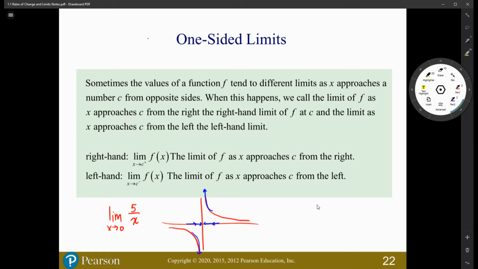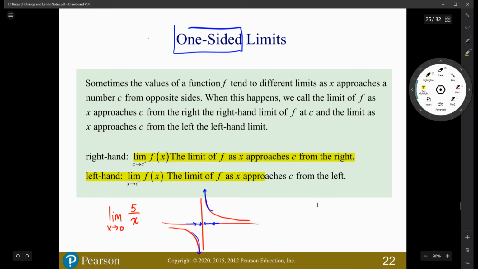So there are different behaviors on each side, which leads us to an idea that we may be interested from time to time in talking about the limit of a function from just one side of a certain x value. And that's where we have something called one-sided limits. And so the notation for one-sided limits is here in the middle of the page.